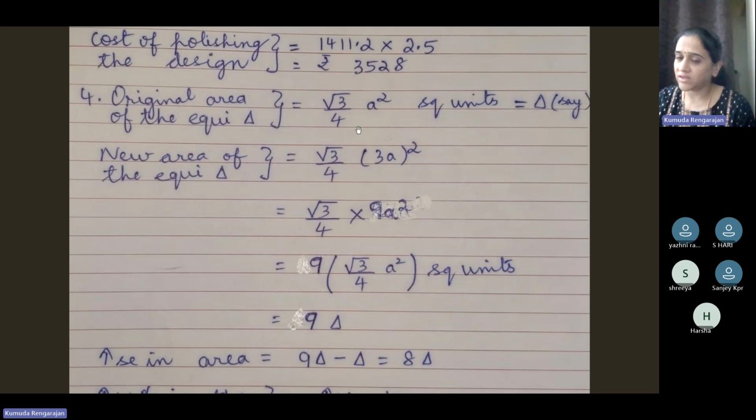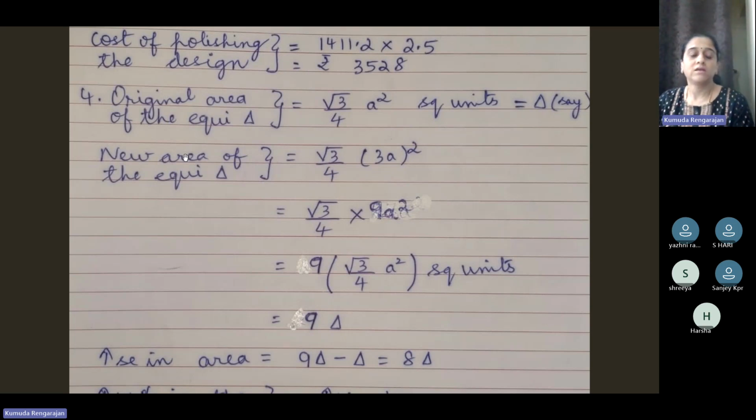So the area of the triangle is √3/4 into a square. Now we'll just call that delta. We'll call this √3/4 a square as delta. Say means let. I've written say, right? Meaning let's say it is equal to delta. The area of the equilateral triangle is √3/4 a square, and we'll call this expression delta.